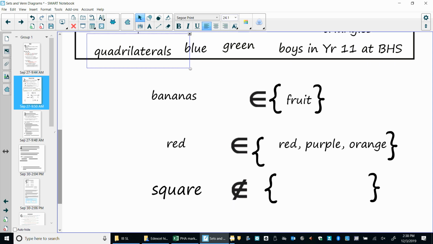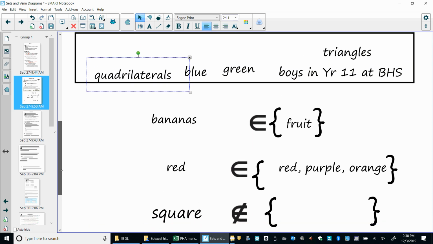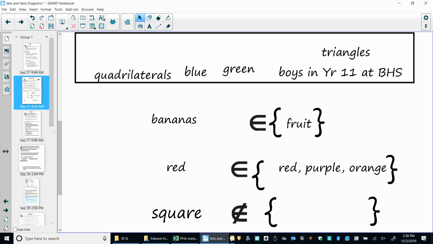Triangle. It says square is not an element of. You could have pretty much any of those things, other than quadrilaterals. So I'm going to put triangles, just because I want the other one to go somewhere else. Okay, so square is not an element of triangles.